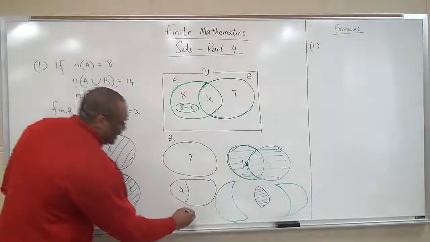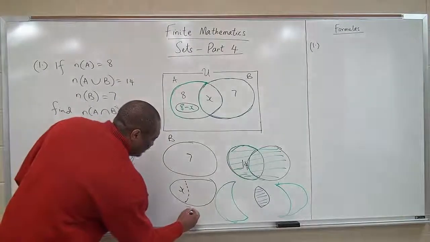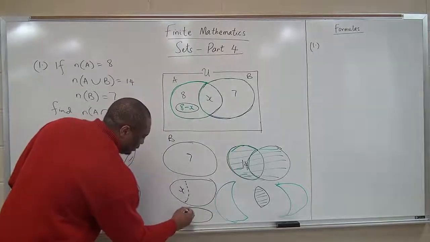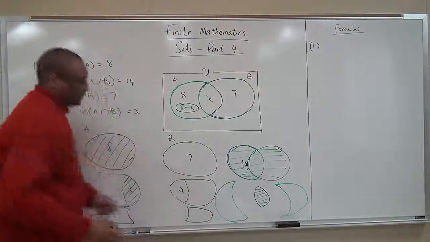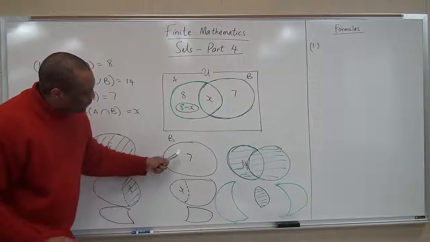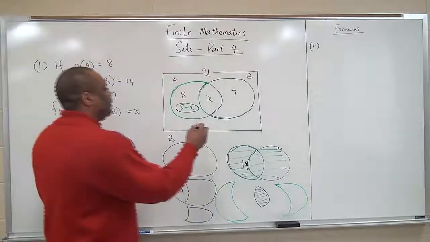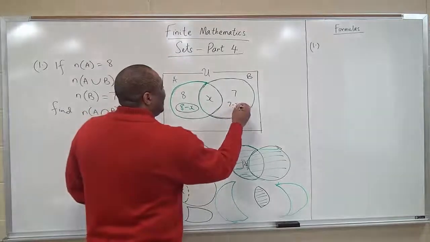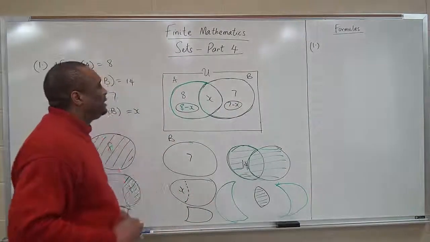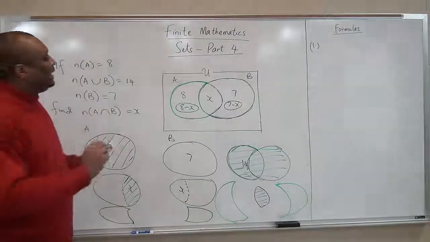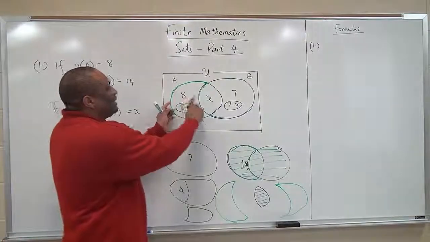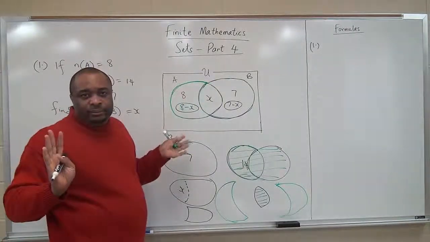So how do you get this part? How are you going to get this part? How will you get this part? Just this part. You have to do this whole minus this one to give you this. So this will be 7 minus X. And I circle it to tell you that that is what it is. So this means that this 8 minus X, only A.